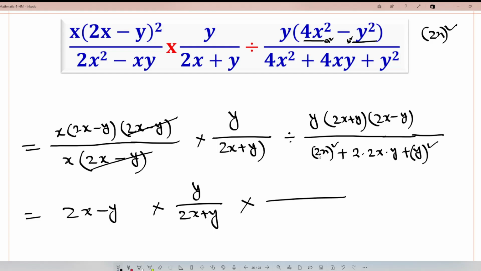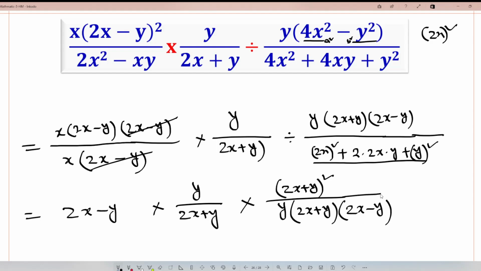Times this one will become (2x plus y) whole square, and here is y times (2x plus y) times (2x minus y). Look, here is 2x minus y and 2x minus y we can cut out, right? This y we can cut out, and look, here is 2x plus y and here is also 2x plus y. It means (2x plus y) whole square. So this one and this one together cut out. So our answer is only 1.